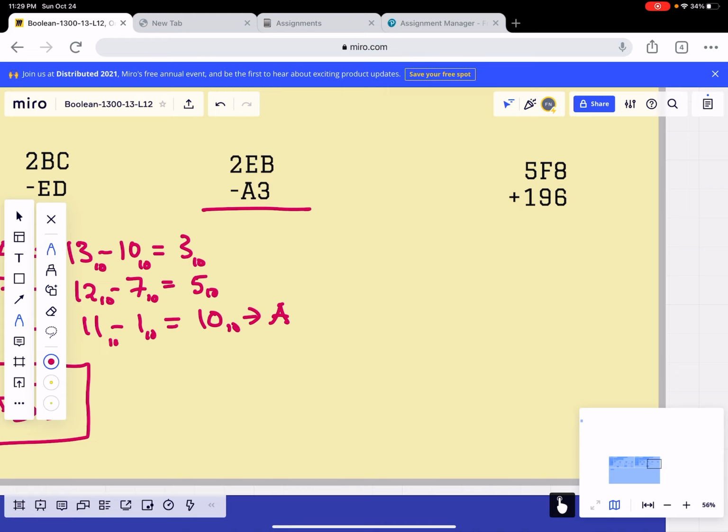2EB minus A3. So B minus 3. B is 11 minus 3 equal 8. So I write out here 8. All right. And E minus A. E is 14 minus A is 10. So 14 minus 10 is equal 4. So I write out a 4. And then 2, bring it down, 248. So your answer is 248.